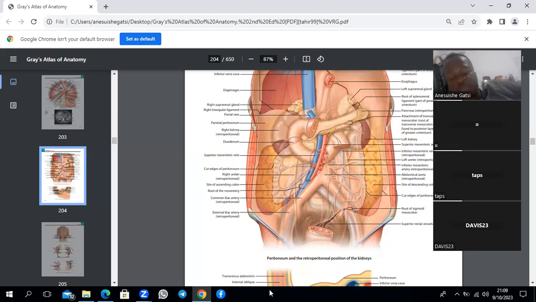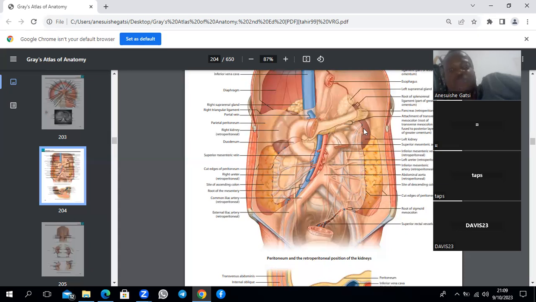But with respect to the gross anatomy, the kidneys are reddish brown. So you can see here, the kidneys are reddish brown organs that I have just said are on the posterior abdominal wall behind the peritoneum. And so they are retroperitoneal organs.